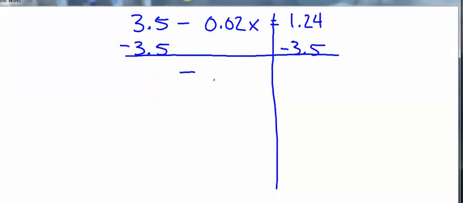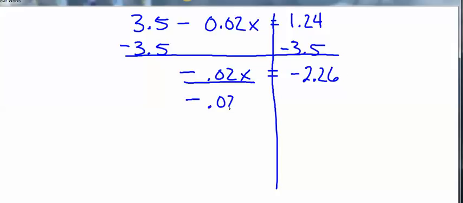So you get a negative 0.02x equals... You're allowed to use calculators, so just do it right now. 1.24 minus 3.5. Negative 2.26? Okay. And what are you going to divide by? Negative 0.02. So x is going to equal 113.